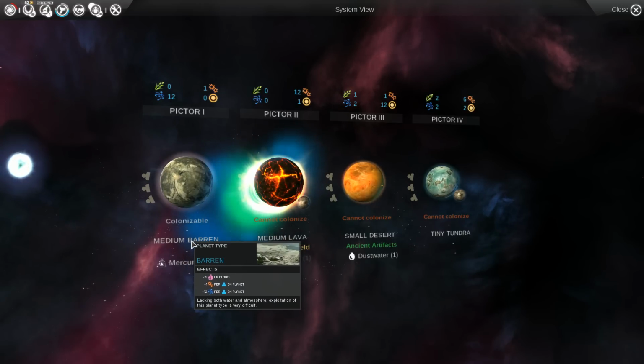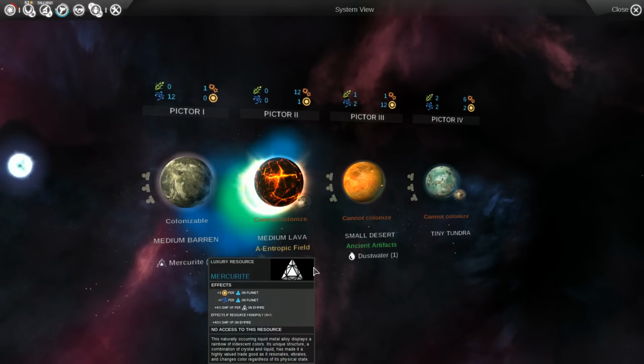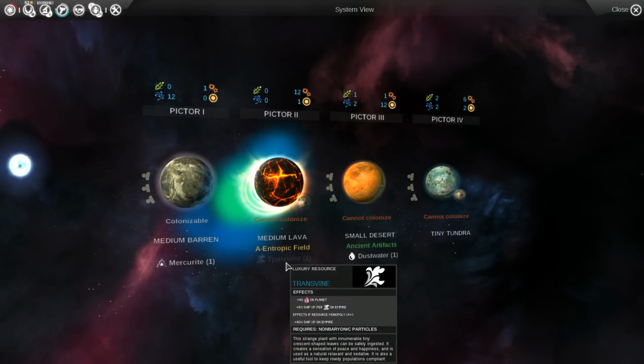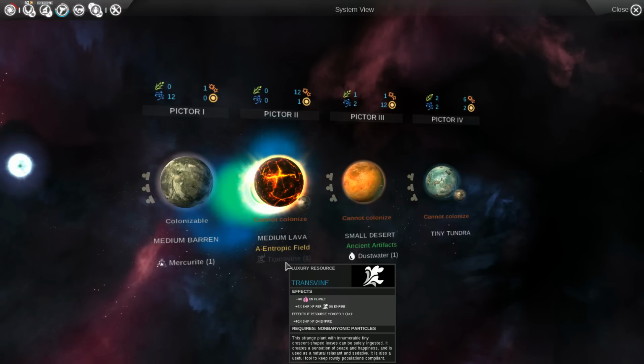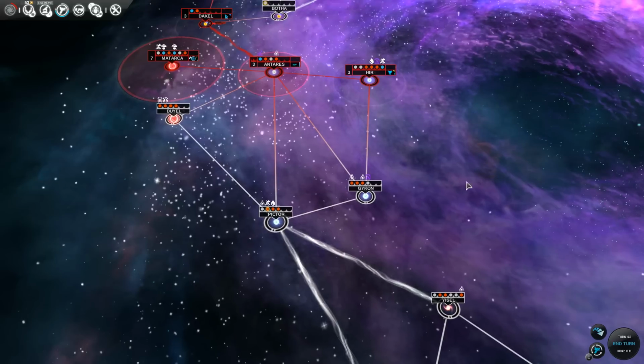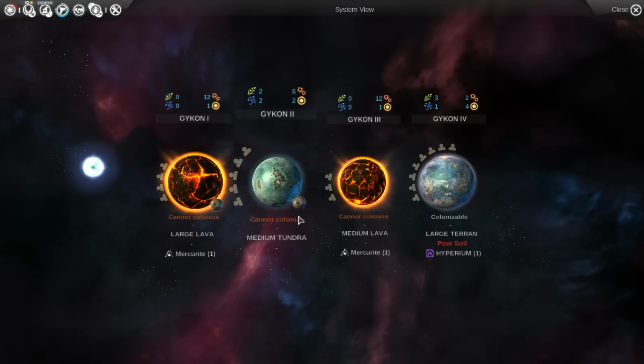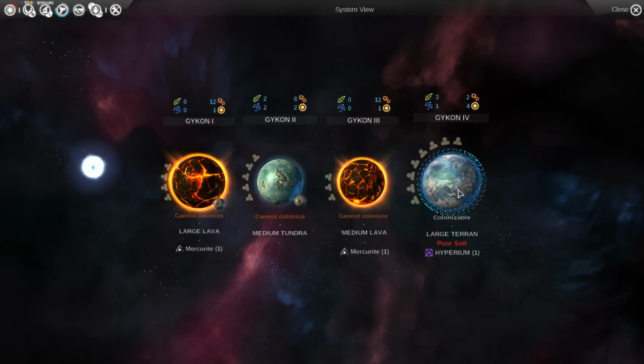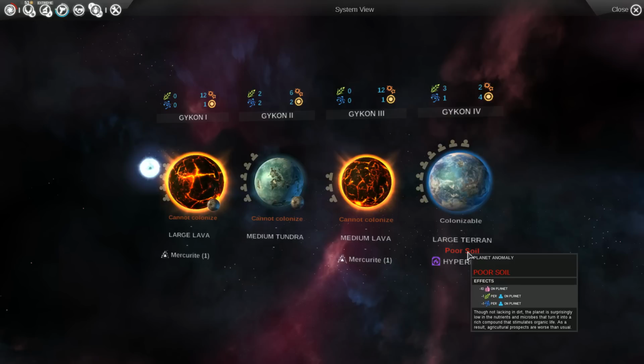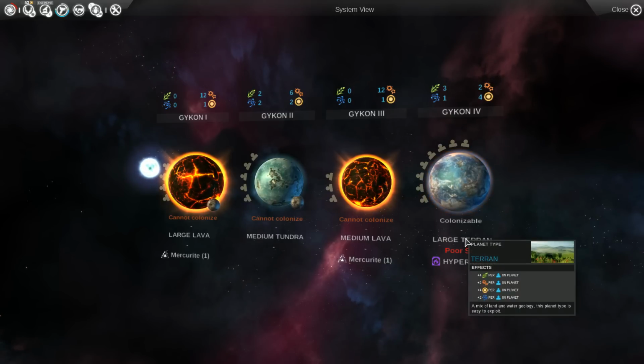And that's going to be minus 15 approval. If we manage to get this transvine, though, then the negative effects of colonizing these planets would be negated by the transvine. But still, we're not there yet. Gaikon. The only one we have is a large Terran with poor soil, so that's going to be minus 10 approval. For being Terran, we would get plus 4 food.